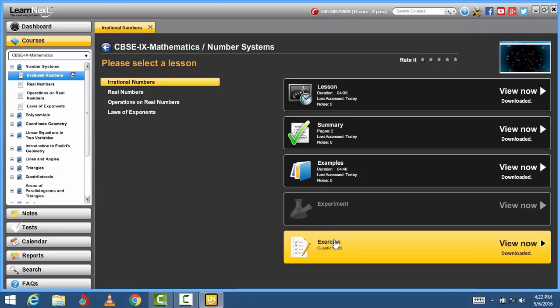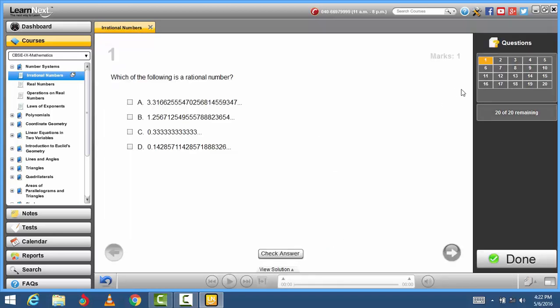Then there will be an exercise. This type of exercise will be there after each and every lesson. In this exercise, 20 questions are there. This is the first question. These are the options. You will choose the right option and click for next.